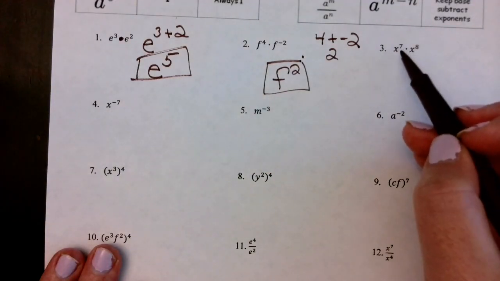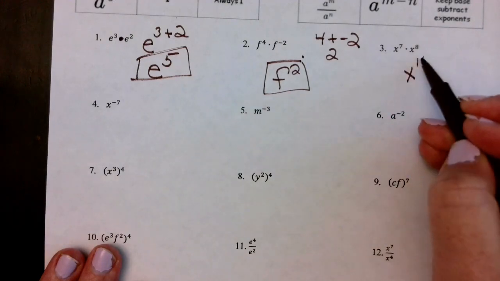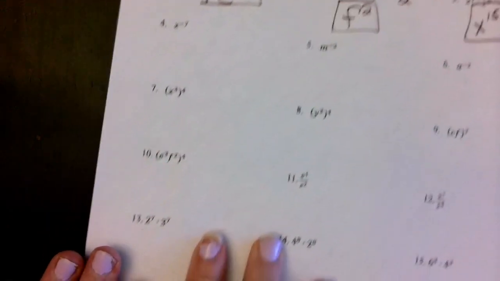Think to yourself what x squared times x to the 8th is. Hopefully you got x to the 15th, because 7 plus 8 is 15.